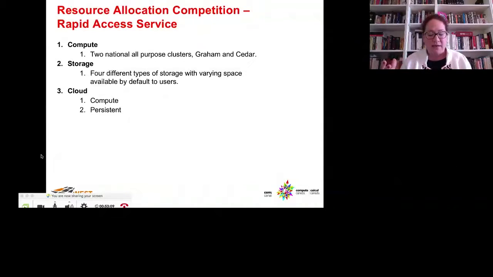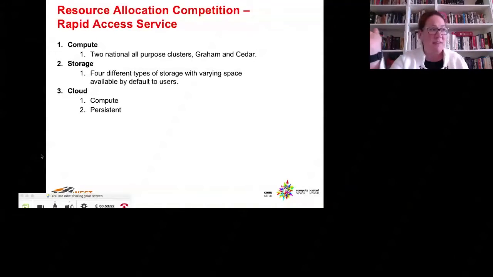So the takeaway here is that you don't need big data to use high performance computing. You just need data. It doesn't have to be massive. It can be complicated. It doesn't have to be. You can be the longest of the long tail of researchers, and we can still help. So as you can see, there are three different sort of flavors of rapid access: compute, storage, and cloud. Each flavor is a little different, and there is very detailed information about all of these on the Compute Canada website.